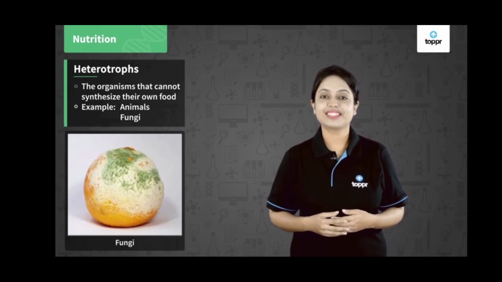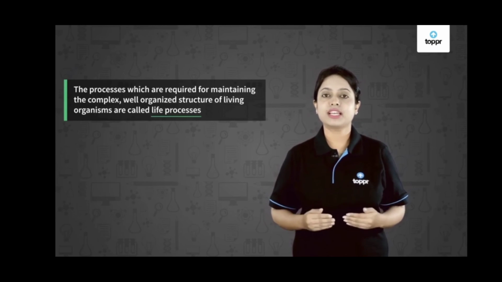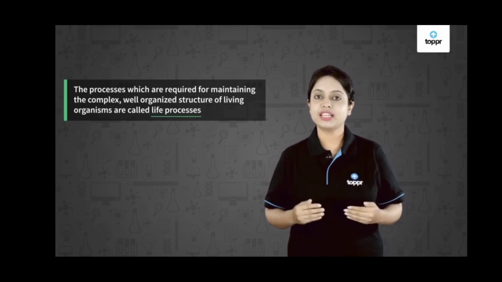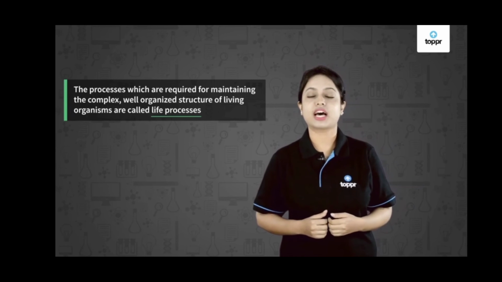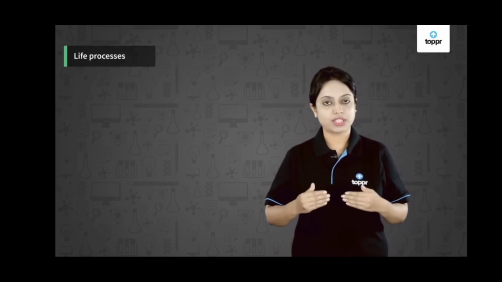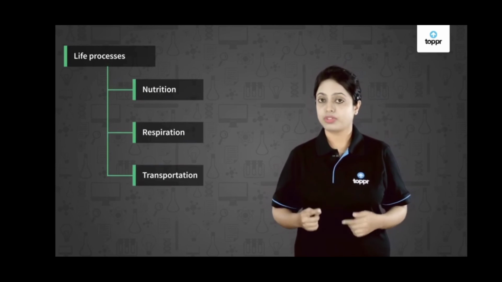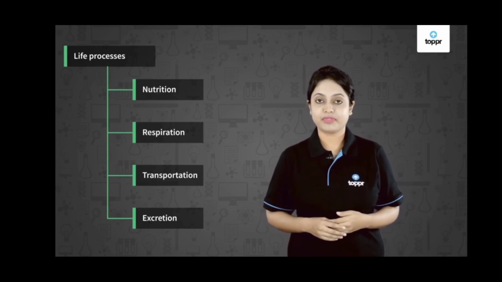So friends, with this we'll end this lecture. To summarize, the processes that are required for maintaining the complex, well-organized structure of living organisms are known as life processes. They are majorly divided into 4 sub-processes: nutrition, respiration, transportation and excretion.